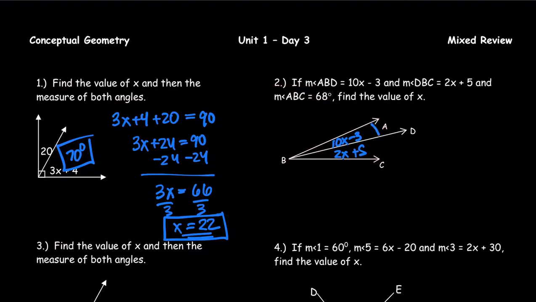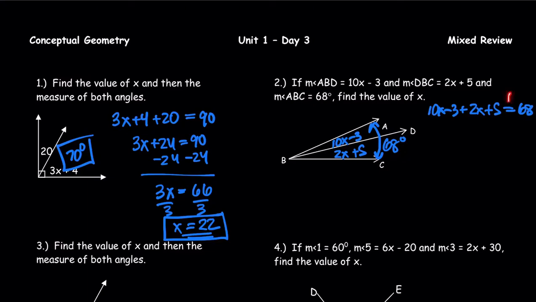So let me use that big arc. That's 68 degrees. What I need to know here is that the whole angle is made up of the sum of the smaller ones. So I'm going to take this plus this, and that has to equal 68. That's my equation. So I've got 10x minus 3 plus 2x plus 5 equals 68.